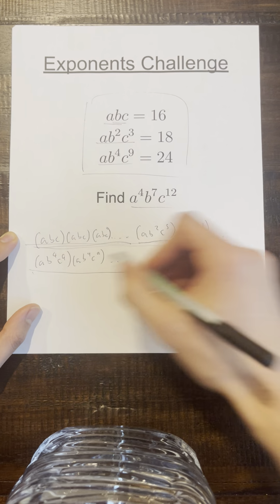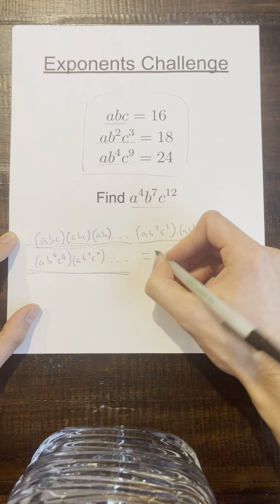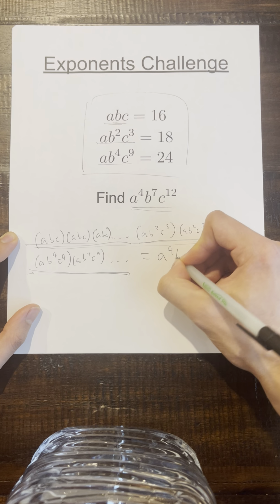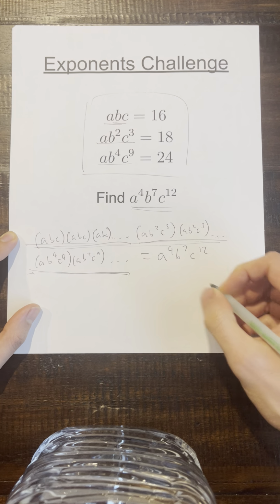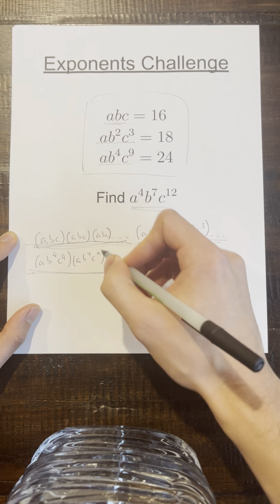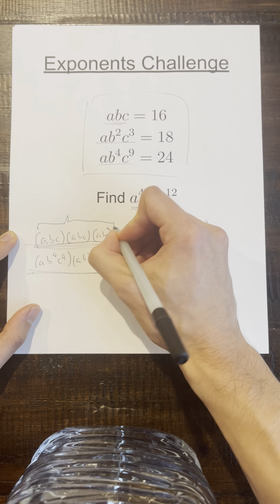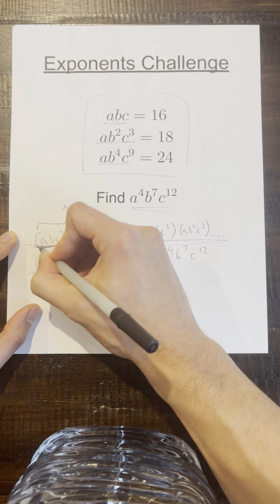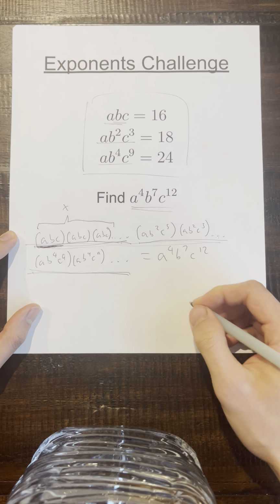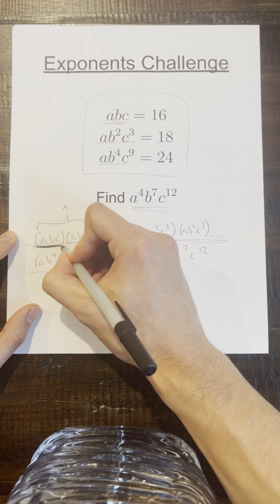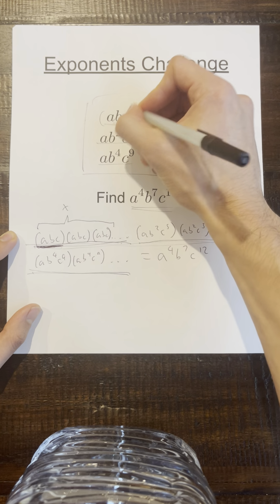And maybe if we multiply all this together, we're going to end up with a to the power of 4, b to the power of 7, c to the power of 12. But how many times do we need to multiply ABC by itself? We don't know, so we're just going to say it's x times. But if we're multiplying this by itself x times, effectively, what are we doing with this? We're raising this to the power of x.